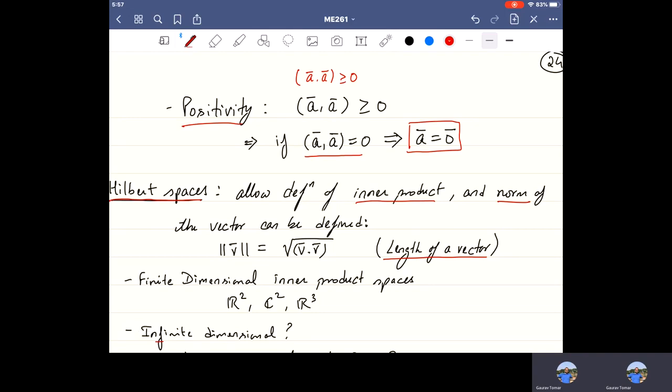Then the norm of a vector can be defined in this fashion: the norm is the square root of v dot v. Now we know that v dot v is always positive, so we can very safely take a square root. So the norm is a real value. The length of the vector is real. It's never complex, of course.